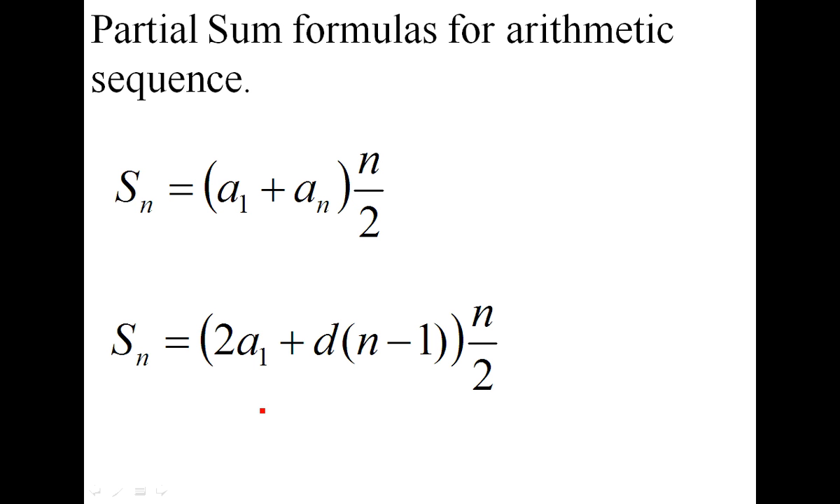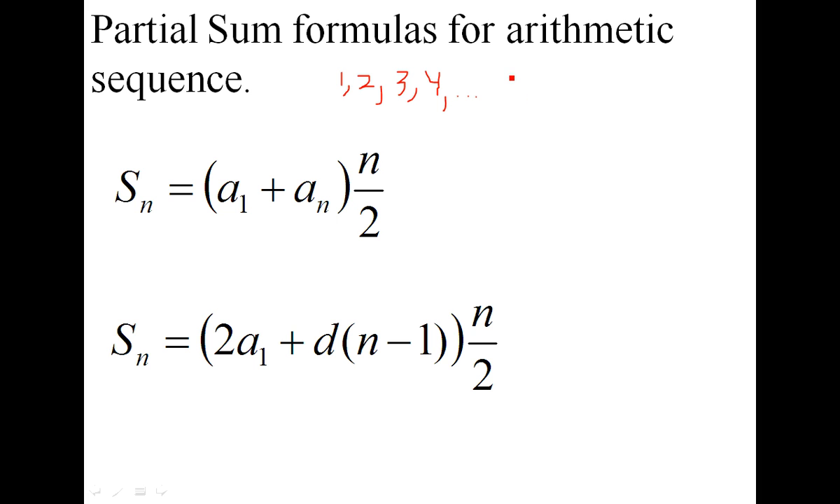Here are 2 partial sum equations. Now, before you go writing this down, let me just share with you one thing. This first one comes from Gauss, the counting principle. If you have the numbers 1 to 100, 2, 3, 4. I don't have my pen, as you can tell.